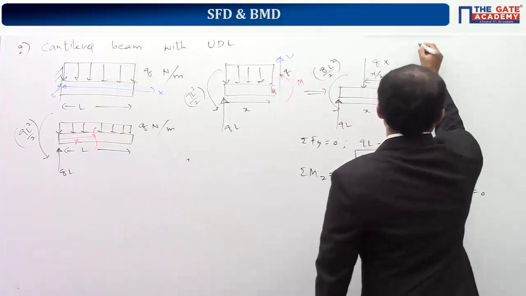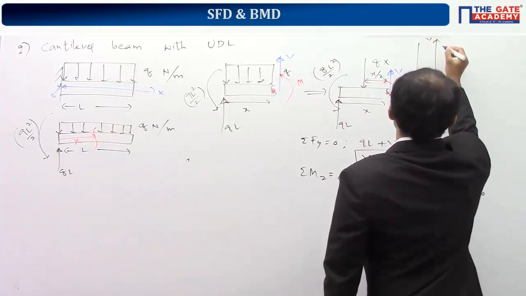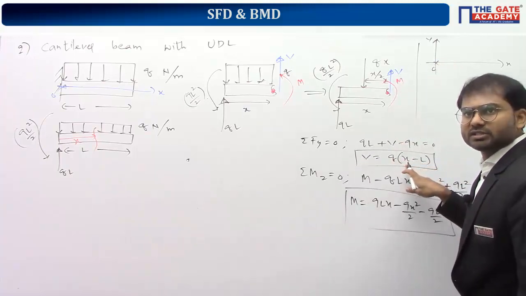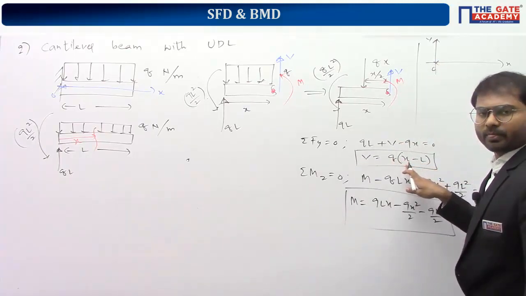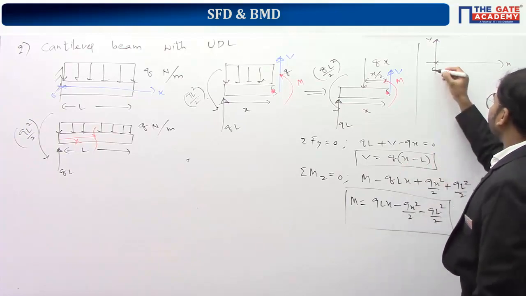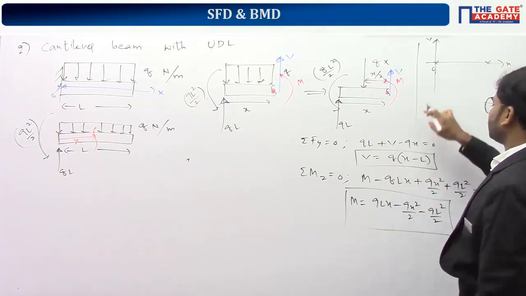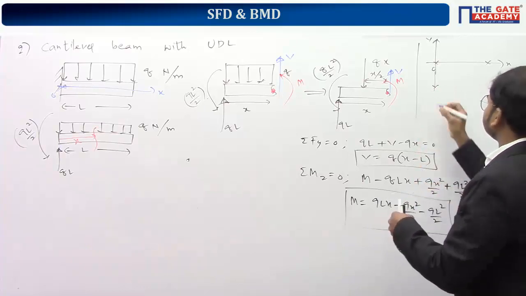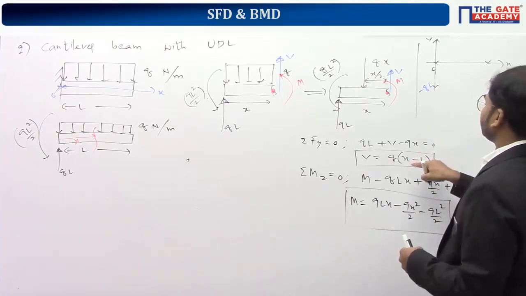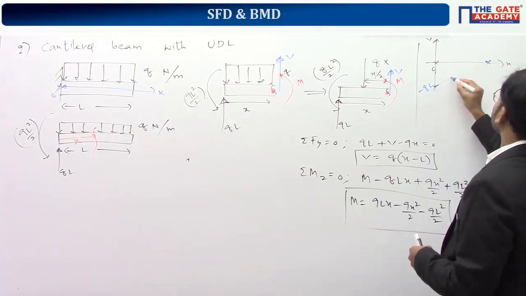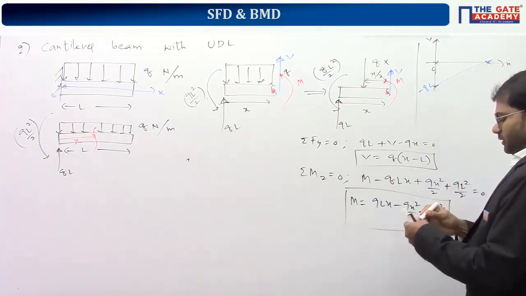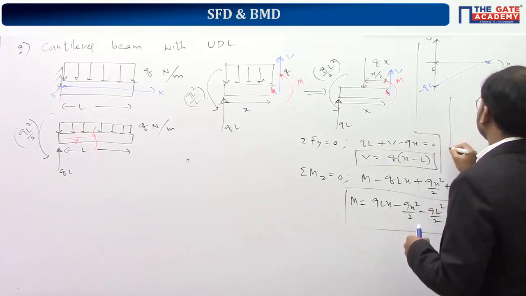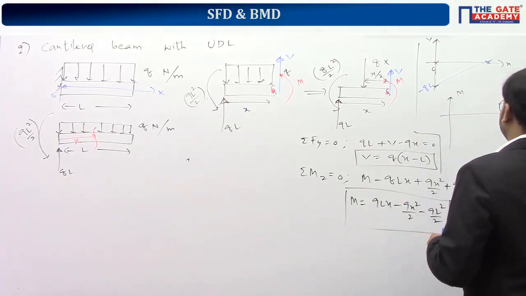So if you draw the shear force diagram, it's very obvious that x power 1 is there, so this is going to be a straight line. To draw a straight line, we require 2 points. At x equal to 0, it is nothing but minus Q into L. At x equal to L, it is nothing but 0. So this is going to be a straight line.